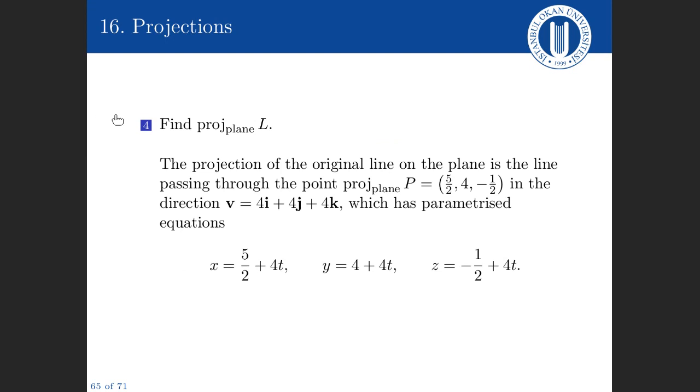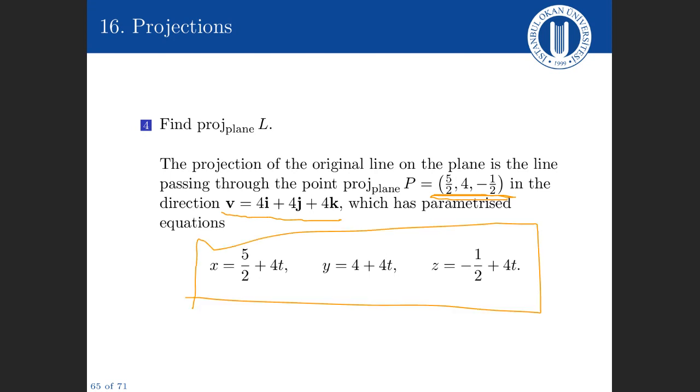And then finally, find the projection of L onto the plane. We are looking for the line which passes through 5 over 2, 4, minus a half in the direction 4i plus 4j plus 4k. As soon as we know that, we can write down the parametric equations for the line.